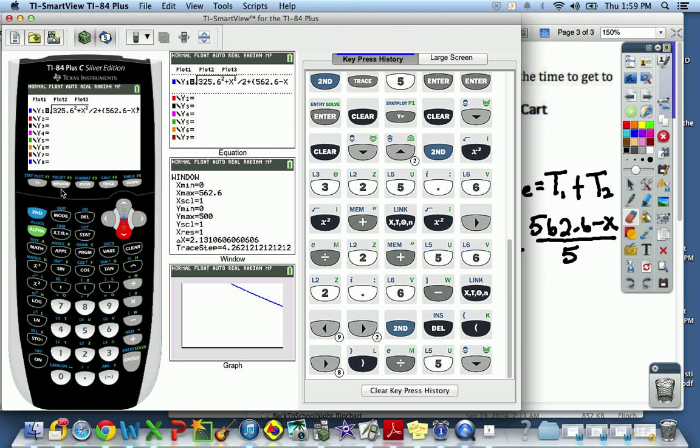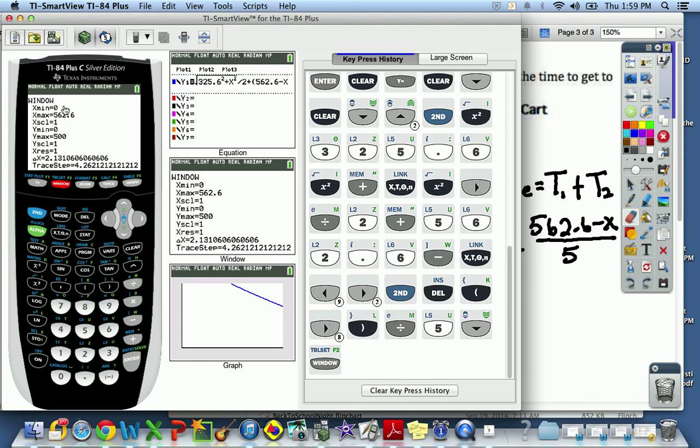Go into my window. I can still use a window of 0 to 562.6 because that's what my x value would have to be. And the times are probably going to be somewhere between 0 and 500. So I'll graph that and see what happens. Okay, so I get that. Now I go to second calculate.